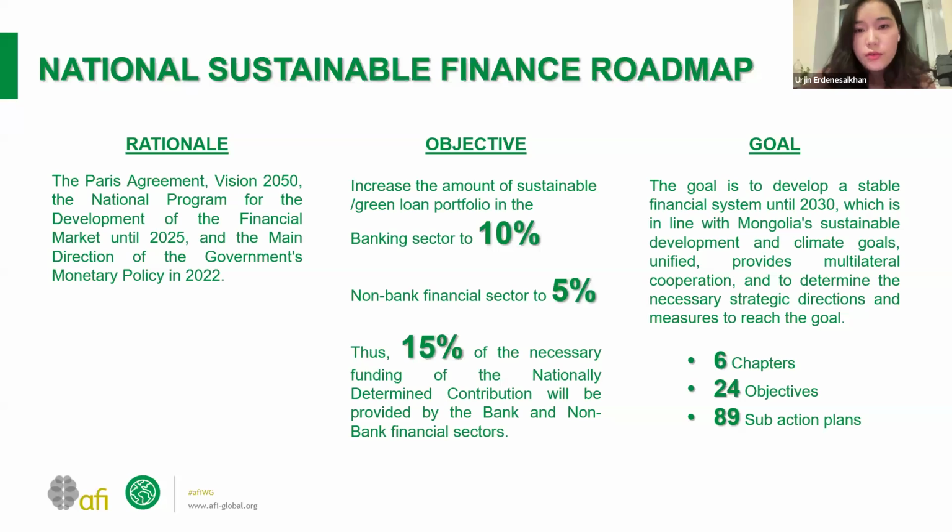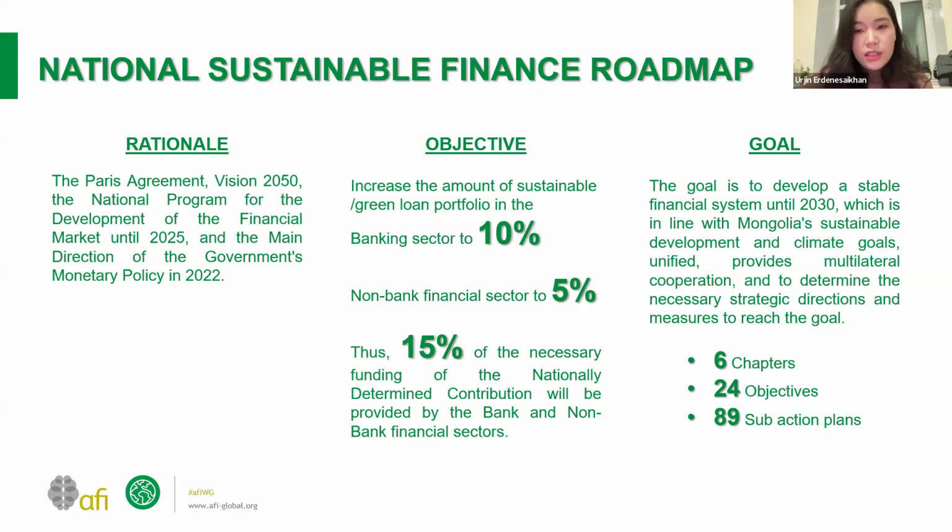The objective of the Mongolian Sustainable Finance Roadmap is to agree on an integrated, multi-stakeholder strategic approach towards accelerating the development of a sustainable financial system in the country by 2030, in alignment with the country's sustainable development and climate targets. The roadmap defines 6 pillars and 24 strategic actions that will help transition Mongolia's financial system into a sustainable one.